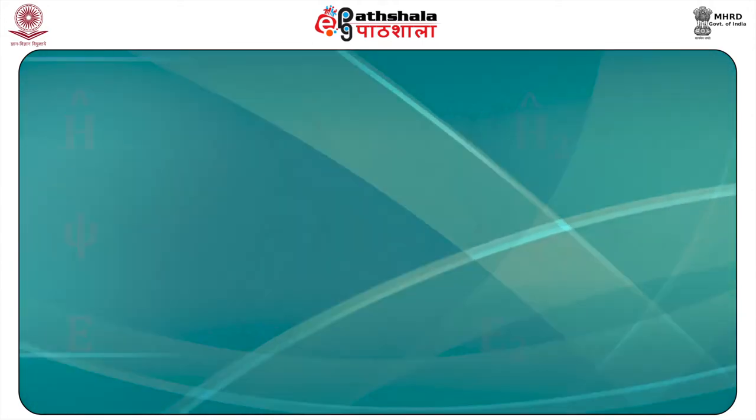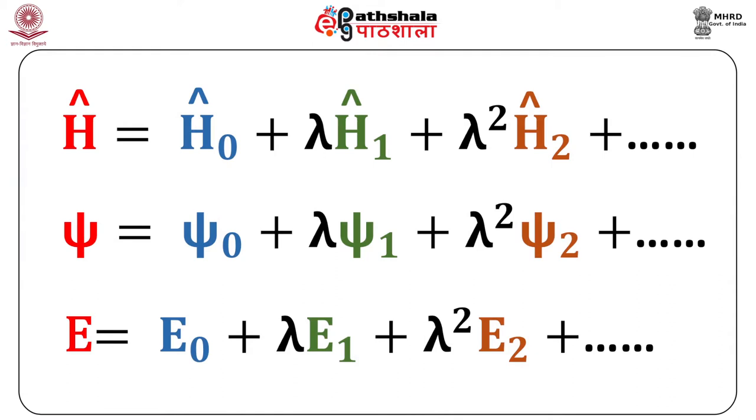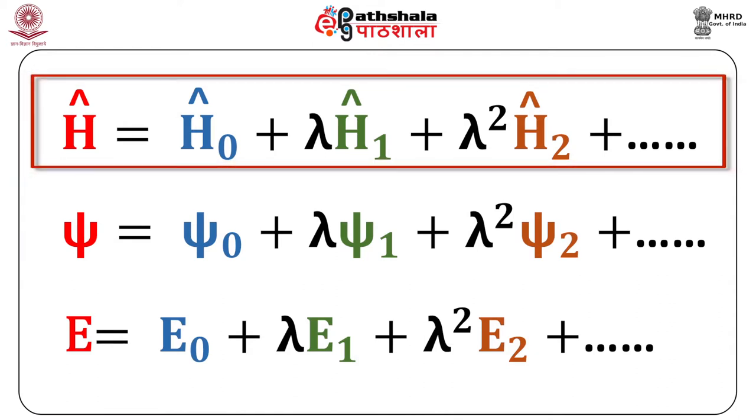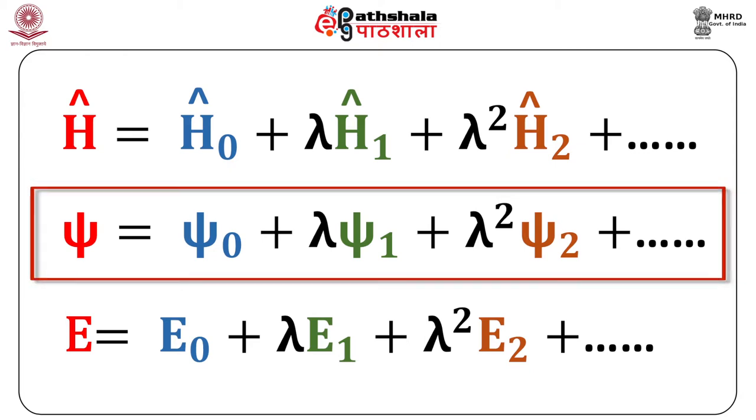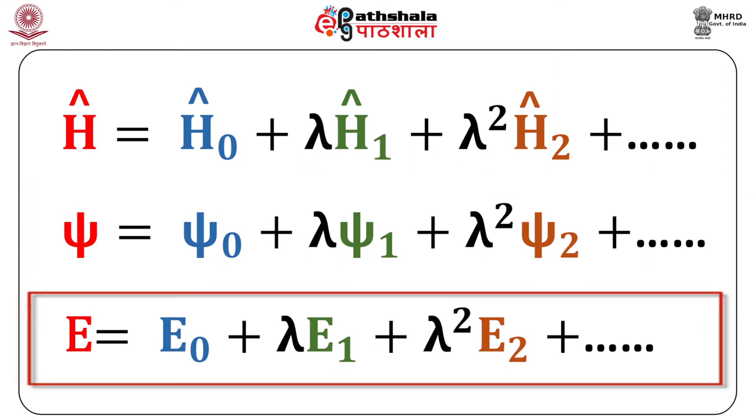Therefore, in perturbation theory, we apply a method which will solve this Schrödinger equation by providing successive corrections to an unperturbed problem. So you can see here that the exact Hamiltonian H cap can be written as a sum of these terms: H0 cap plus lambda H1 cap plus lambda square H2 cap. Then the corresponding wave function psi is equal to psi 0 plus lambda psi 1 plus lambda square psi 2 and so on. And correspondingly the total energy of the system can be written as E0 plus lambda E1 plus lambda square E2.